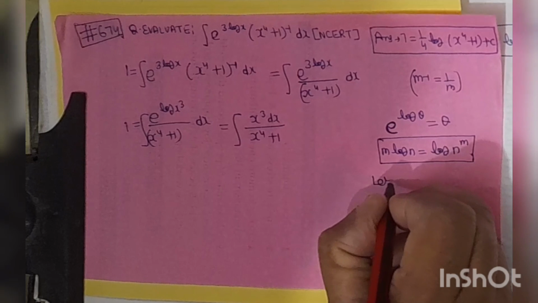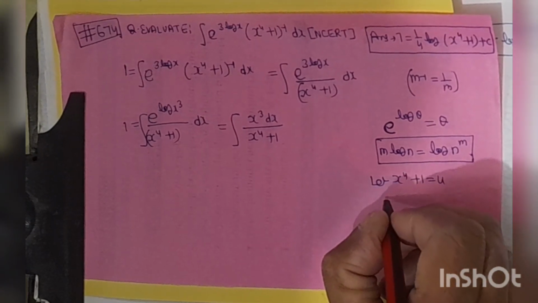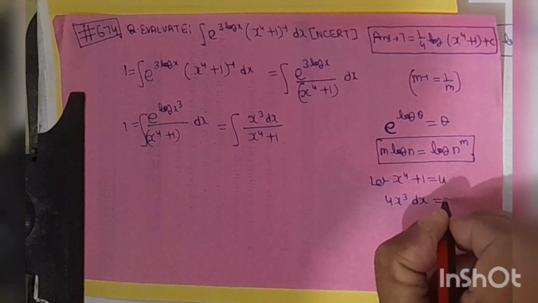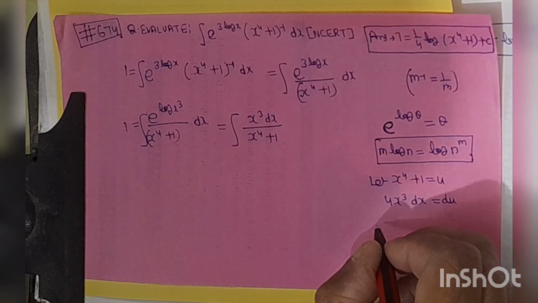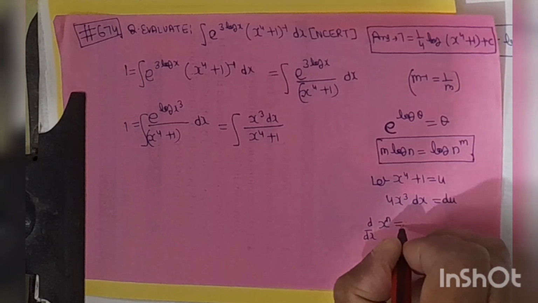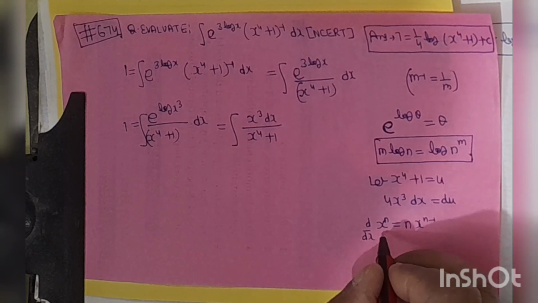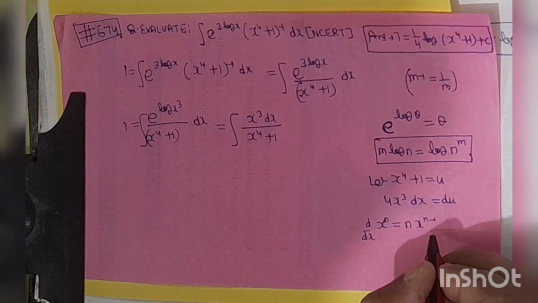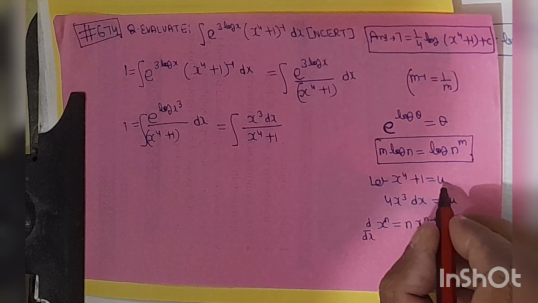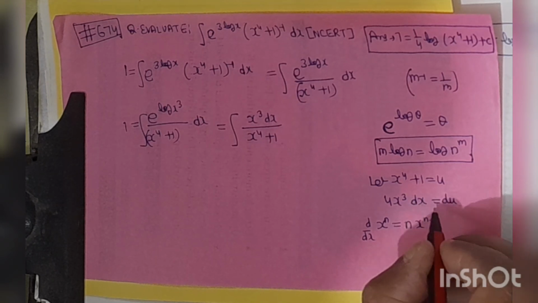Now let x to the power 4 plus 1 be equal to u. Then differentiating this, 4x cube dx may be written as du, because d upon dx of x to the power n is equal to n multiplied by x to the power n minus 1.